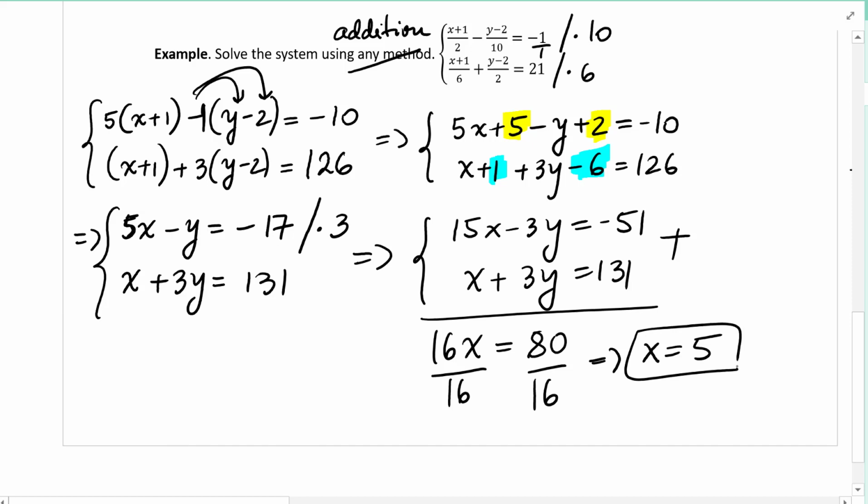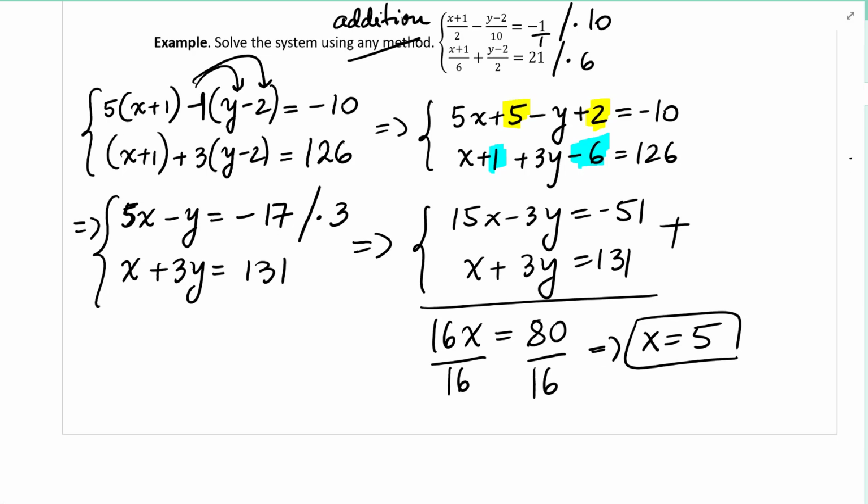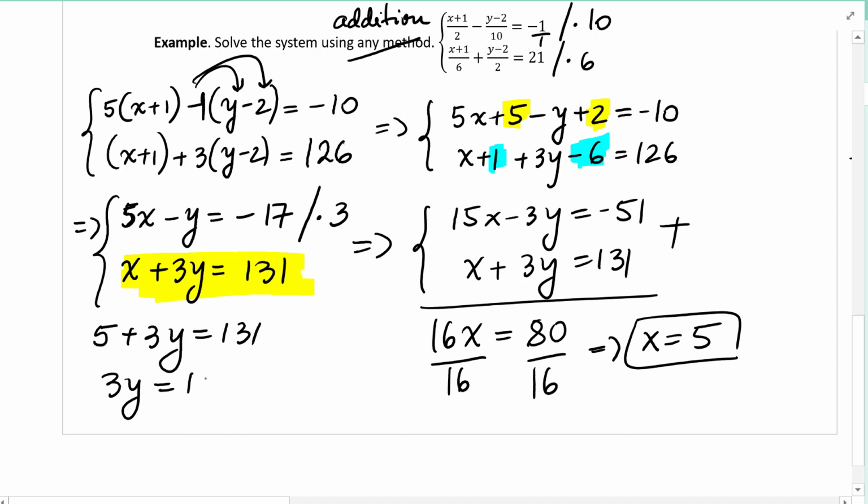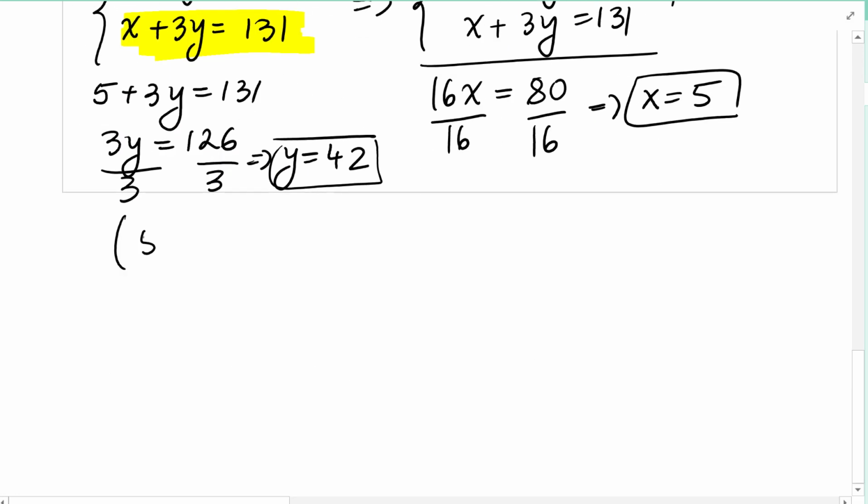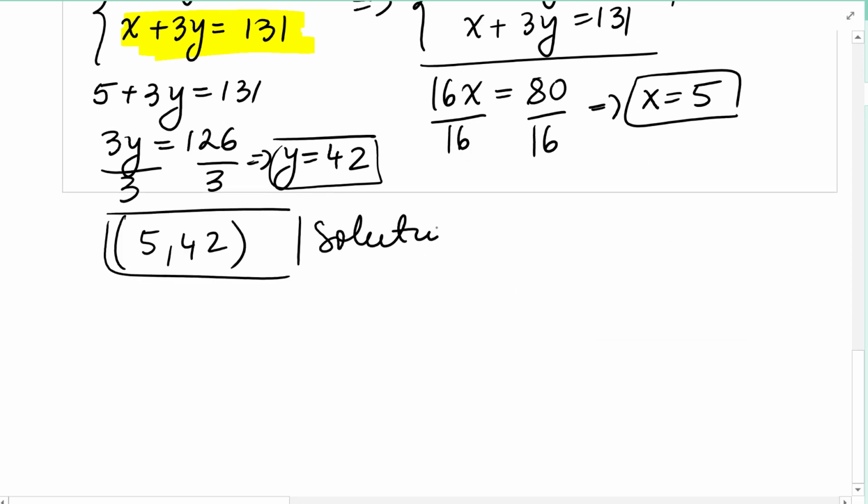So now I'm going to replace x equals 5 into one of the simplified equations. So I'm going to replace it in here to find y. So we get 5 plus 3y equals 131, 3y equals 126, divide by 3, and we get y equals 42. So in other words, the pair 5, 42 is a solution of the system.